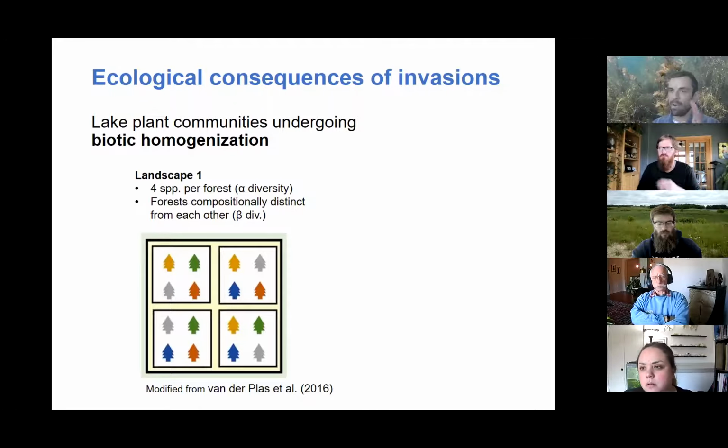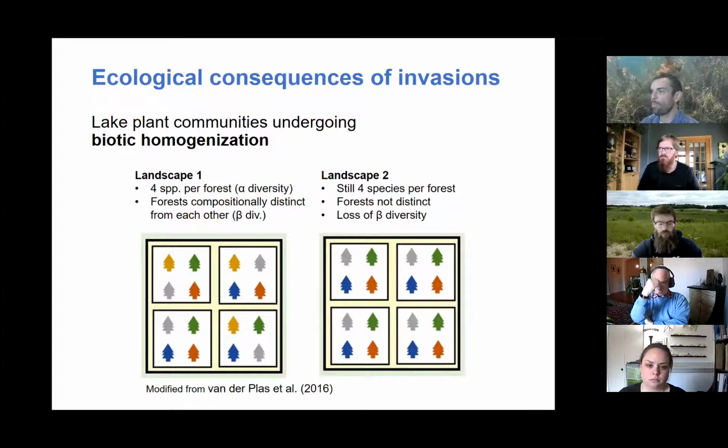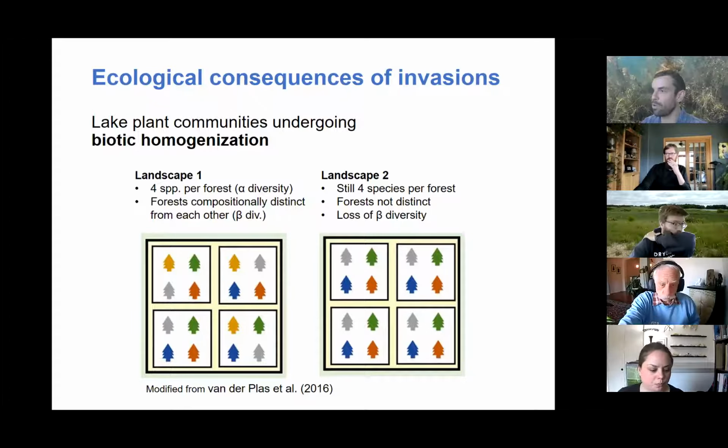We also can compare the composition of the forest and see that they're compositionally distinct from each other. They share some species, but not all. Each forest has its own composition. In contrast, we could have a different landscape where we have the same species richness, the same alpha diversity, but the forests are not distinct. And that would represent a loss of beta diversity. And biotic homogenization is, over time, different ecosystems or different communities losing their distinctiveness and becoming more similar to each other over time. So, degradation of diversity.